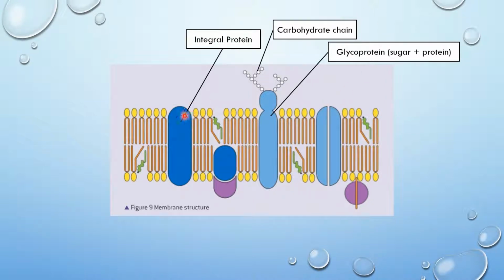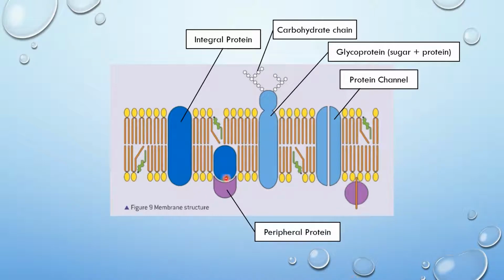Integral proteins are embedded in the phospholipid bilayer like this. That is a protein channel. Protein channels have this little channel in the middle of them. They're integral proteins with a little split in the middle. They're responsible for diffusion. Peripheral proteins are on the outside of the cellular membrane.